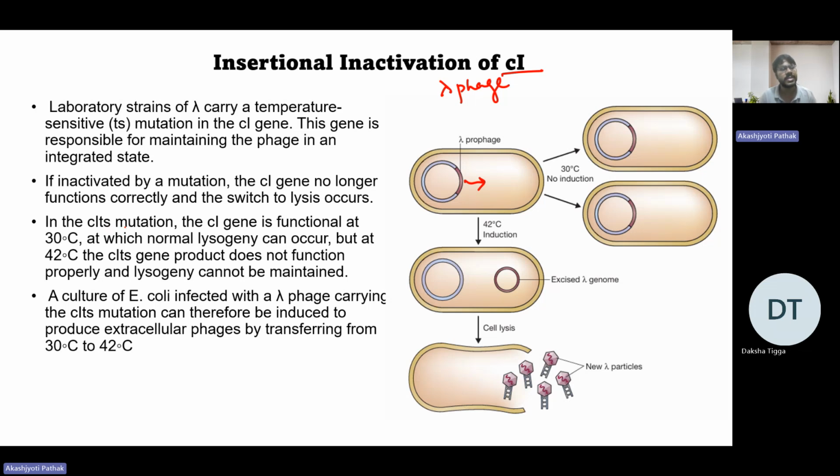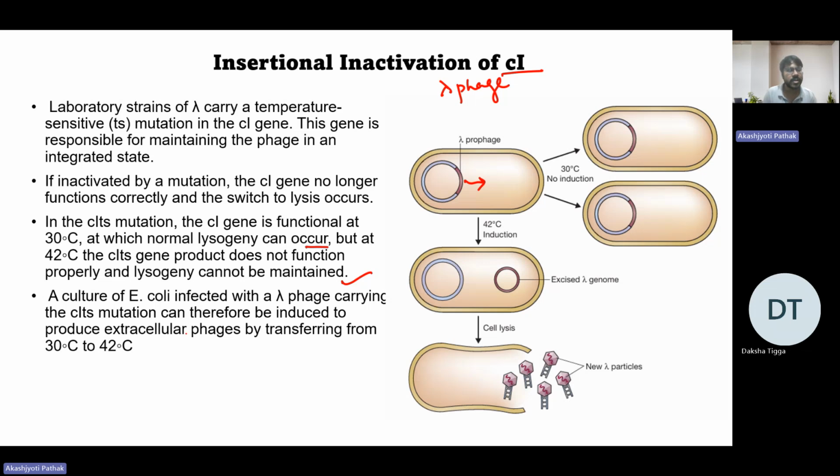So in this temperature sensitive CI mutation, the CI gene is functional at 30 degrees Celsius, at which normal lysogeny can occur. But at 42 degrees Celsius, the CITS gene product does not function properly, and lysogeny cannot be maintained. So at 30 degrees Celsius, lysogeny is maintained. Lysogeny is maintained means what? This phage DNA will remain integrated within the bacterial genome. But when this bacteria is transferred from 30 to 42 degrees Celsius, because this is a temperature sensitive mutation, it becomes sensitive, and the phage DNA will get excised from the bacterial genome.